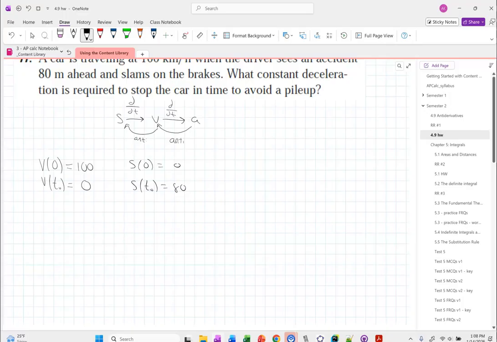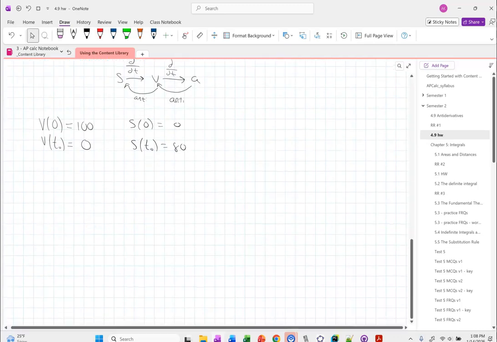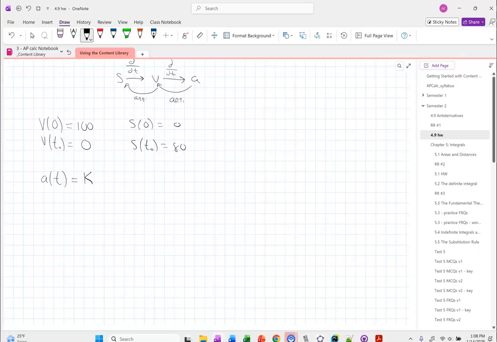Everybody's good with what I've done here as far as numbers? The last piece, and maybe the most important, says what constant deceleration. So I know that a of t is just a constant. That's what I'm going to be solving for, that value k. We're trying to figure that out. Does that feel good so far? Okay, so now I'm going to anti-differentiate to take a back to velocity.